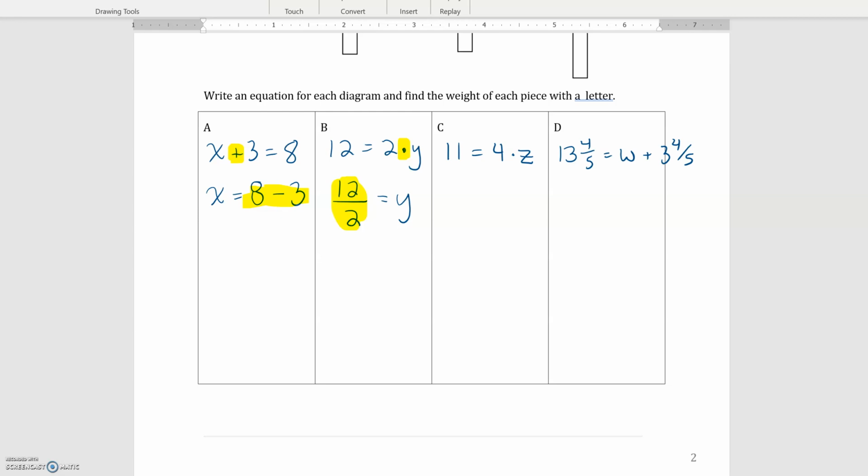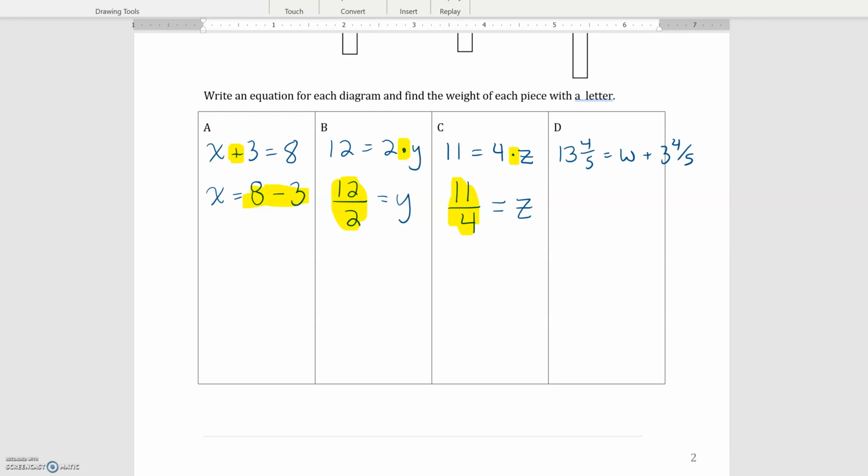Same idea for C. C says 11 equals 4 times z, or 4 groups of z. If I want to find out what one group equals, I can do the inverse operation of multiplying, which is, again, division. So if I want to find one group of z when I have 4, I can take my total, my product, and divide by 4 groups to get what one group of z equals. So that's my solution here I need to work out.